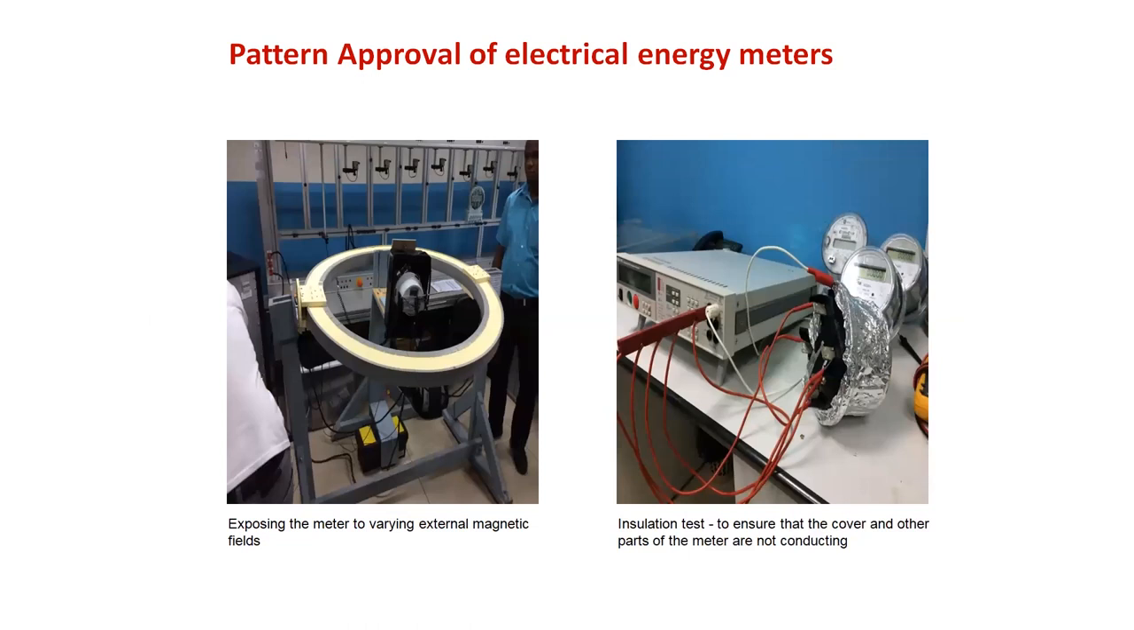Okay, another test that's done is to expose the meter to varying external magnetic fields. Of course, you could see that in the picture on your left. And another one that's done also is to ensure that the covering of the meter is not conducting. There's no leak.